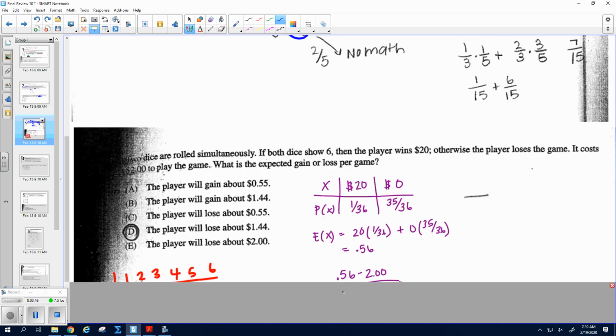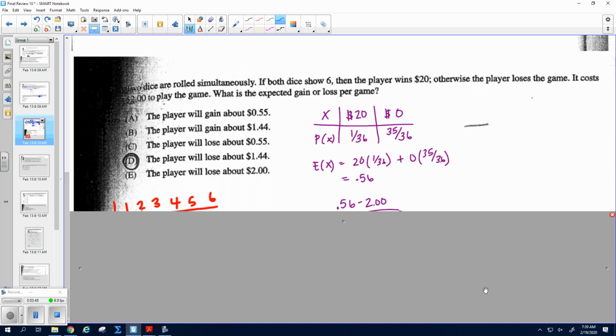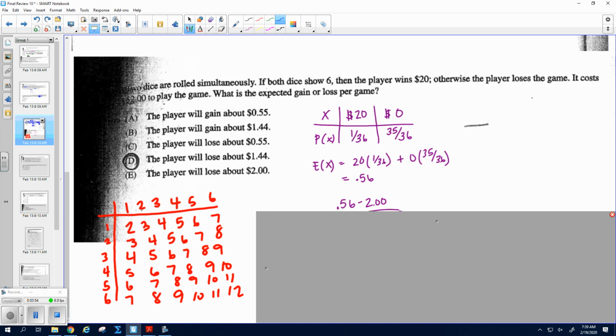All right, if you can set up the table in this one, that would help a lot. Two dice are rolled simultaneously. If you're rolling 2 dice, you've got your sum chart right there. If both dice show a 6, that would be a 1 out of 36 chance, and the player wins $20. Our values go across here of how much we're going to win, and the probability of that happening goes underneath. Either we win 20 bucks if we roll two 6s, 1 out of 36 times, or we lose and get nothing. It also costs $2 to play, which we do at the end.